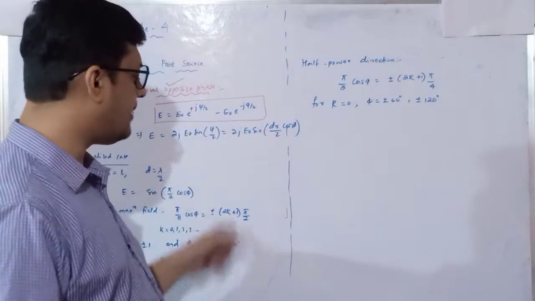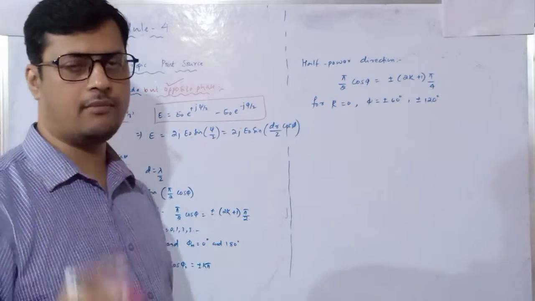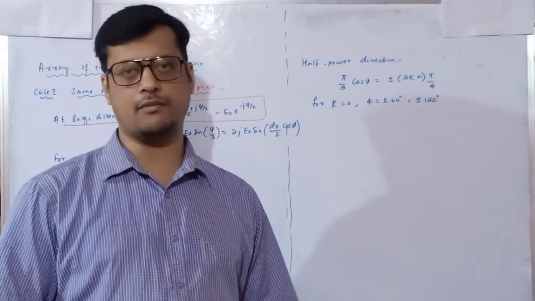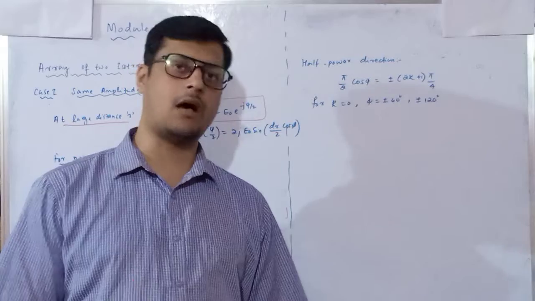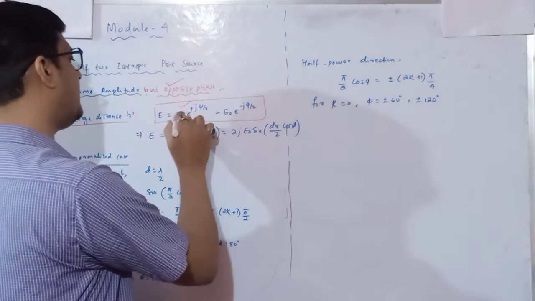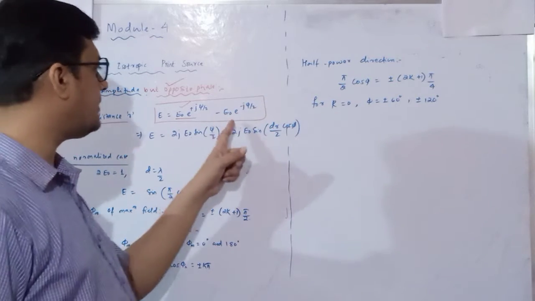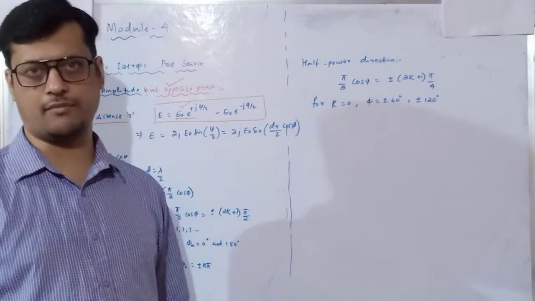So this is a quite simple example of a short dipole antenna in which one point will be positive, one point will be negative. So one is in phase, one is out of phase. So one in phase is E naught e to the power j psi by 2, and out of phase is minus E naught e to the power minus j psi by 2.